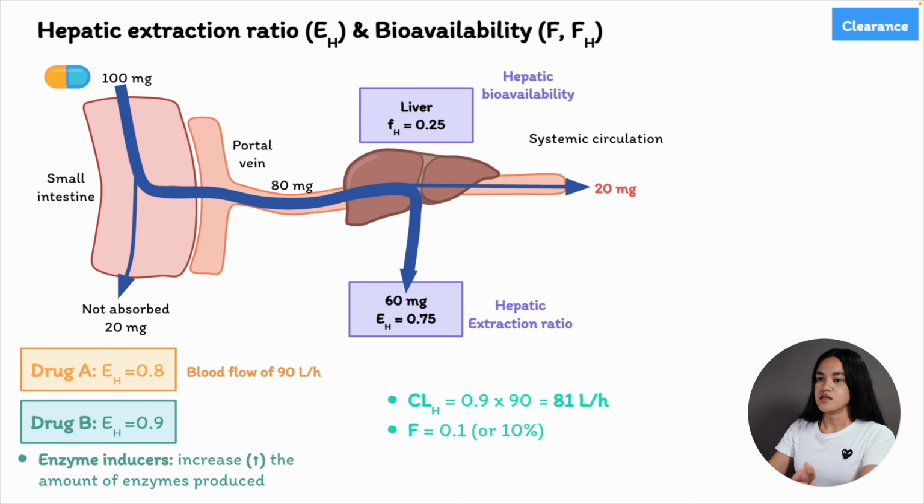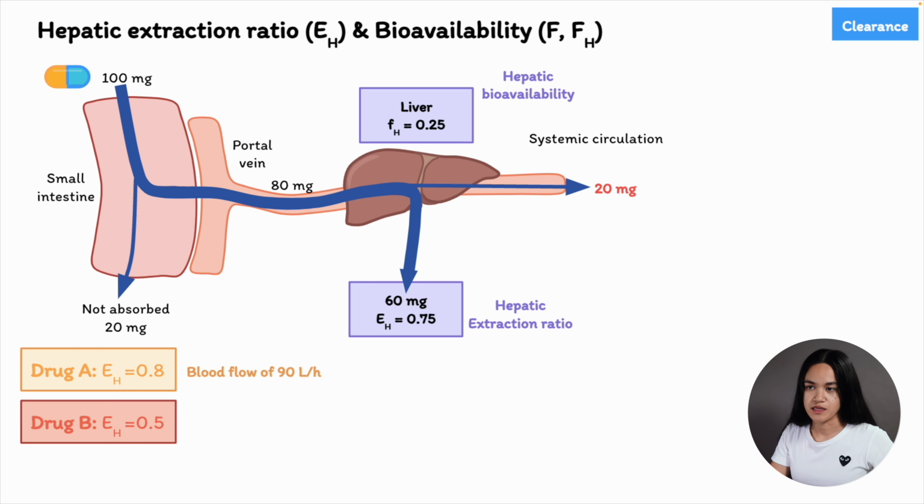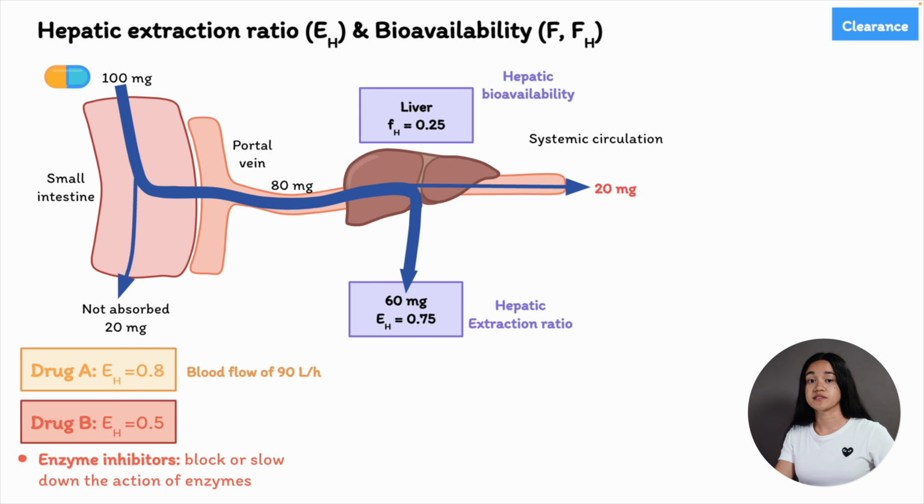Okay, now what if it were the opposite case and drug B was a liver enzyme inhibitor? Remember what enzyme inhibitors are. They block or slow down enzyme action on drugs or molecules. So then what's going to happen to the hepatic extraction ratio? It's going to decrease because there's going to be a reduction in enzymes produced by the liver.